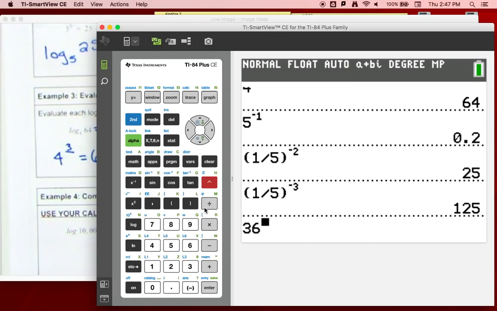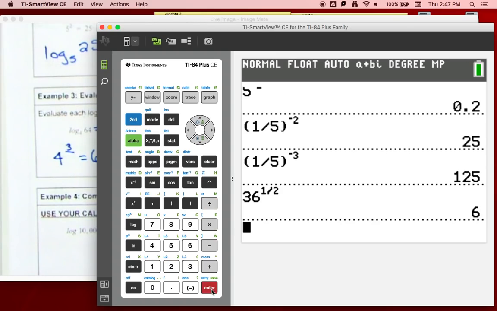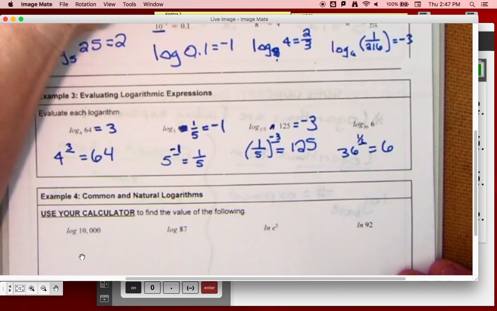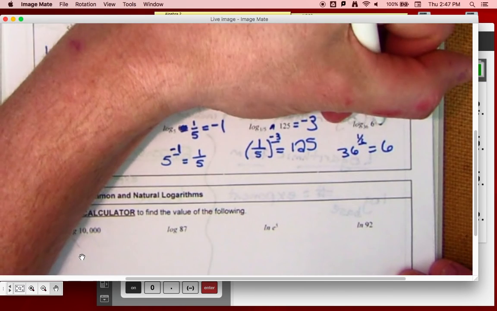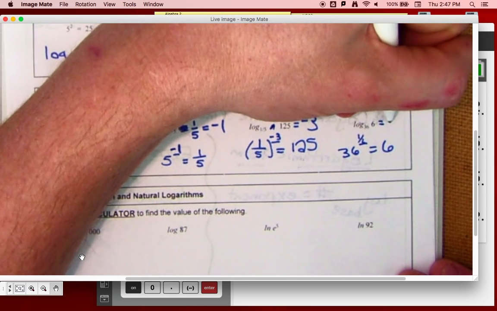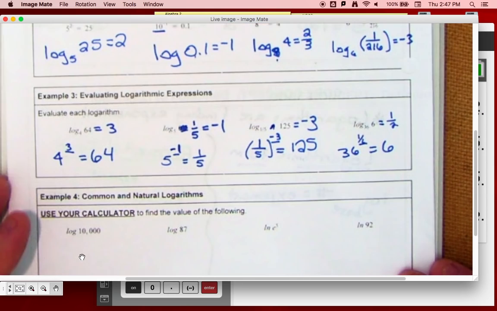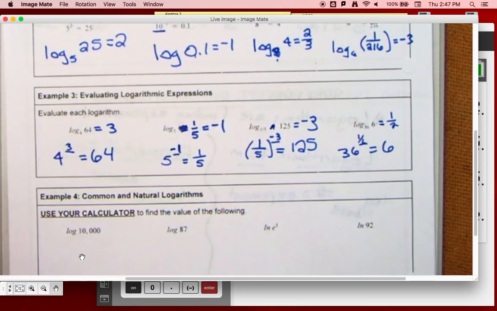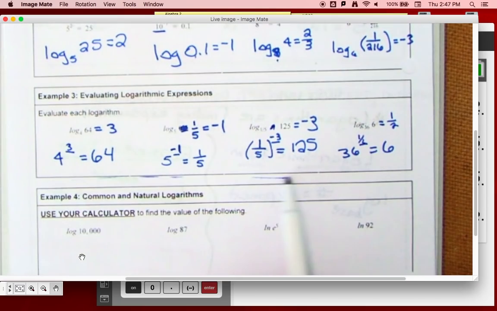So 36 raised to the 1/2, and we get an answer of 6. So that means that 1/2 is our exponent. So the logarithm in base 36 of 6 is 1/2. Okay? So that's how you evaluate them. You're looking for the exponent that makes the exponential expression or the exponential equation true.